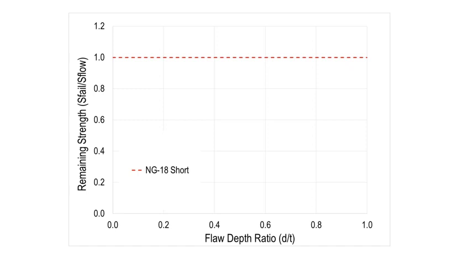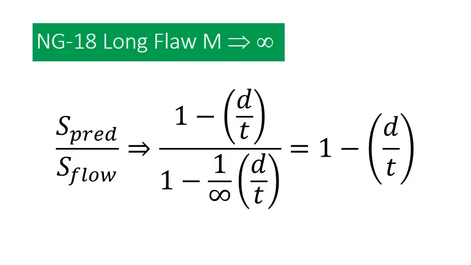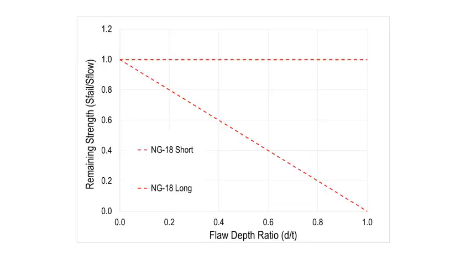So here I'm just playing with the mathematics, and you'll need to bear with me a little bit. If we consider a long flaw, then the Folias factor M gets larger and larger and larger. It will tend towards infinity. Obviously, this is just mathematically hypothetical. And when we put that infinite Folias factor into our basic NG18 equation, we find that the remaining strength will tend towards 1 minus d over t. So it's actually tending towards the remaining ligament thickness. So that also makes sense. And if we plot that against the flaw depth ratio, we'll see that diagonal line.